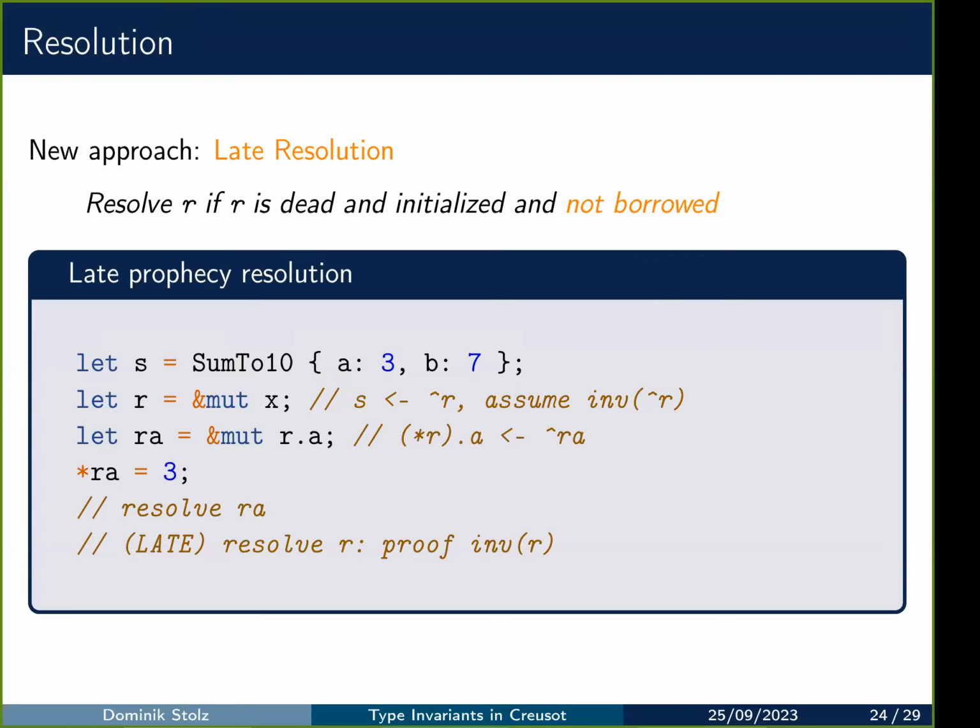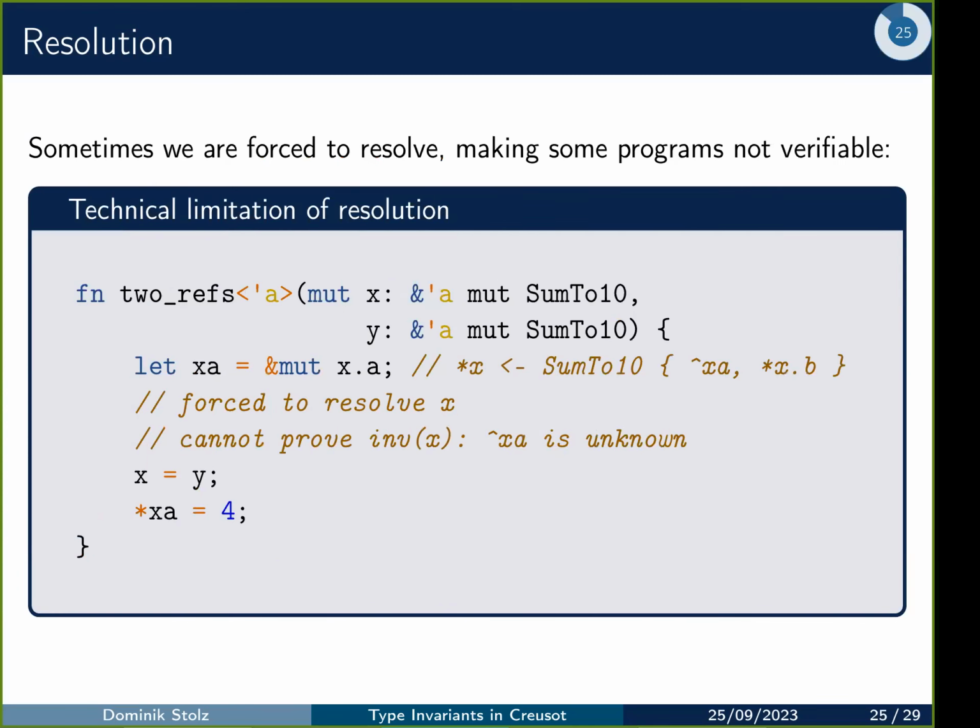Late resolution allows us to prove many programs, but there are still some cases where we get unprovable invariants with resolution. This is demonstrated by this example, where we are forced to resolve at a certain point before we can actually prove an invariant. So this function takes two references x and y, both of the same type, mutable references to sum to 10.